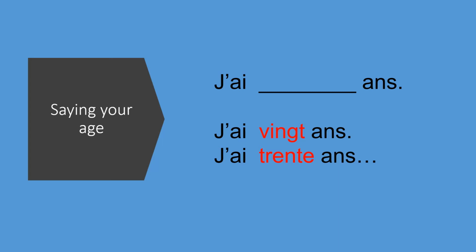So here with 20 and 30, you may notice that I have linked the T with 20 ans. So I said j'ai 20 ans, j'ai 30 ans. I did the same with 30 because the final E is silent. There's no accent on it. So I'm just going to link the T with the A, and that gives me a nice gentle flow. J'ai 30 ans. Donc répétez après moi. Repeat after me. J'ai 20 ans. J'ai 30 ans.